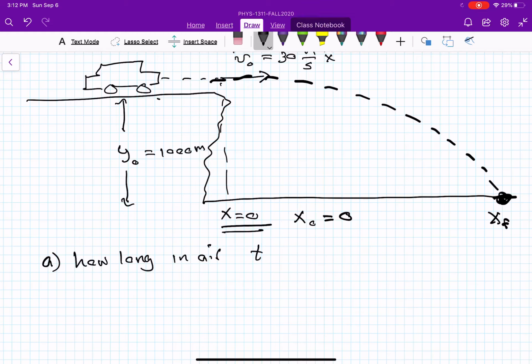Okay, so what is T final minus T initial? T initial I'll just assume is 0. So I'll assume T equals 0 corresponds to this point where they're just leaving the cliff. Okay, so what is T final?